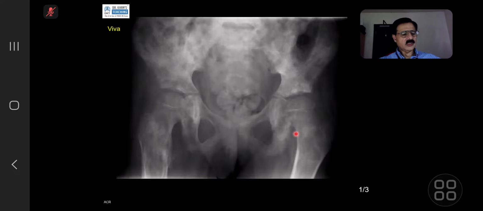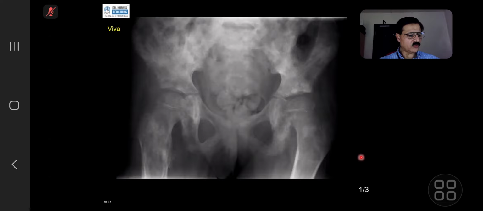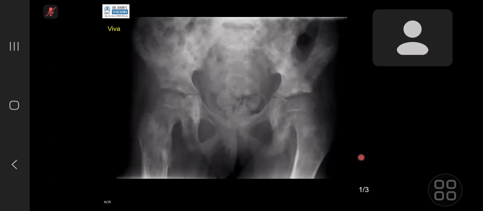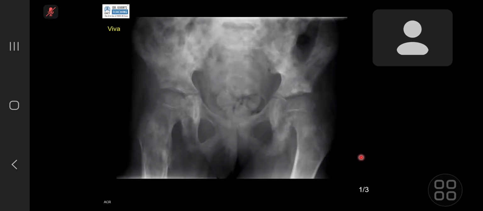Yes, candidate two. Normal, abnormal? What do you think? This is an abnormal radiograph. How do you describe this? I'm looking for a word. Moth-eaten appearance. Excellent. What is your differential? I'm thinking about an aggressive process that involves multiple bones. I was thinking about leukemia or lymphoma.